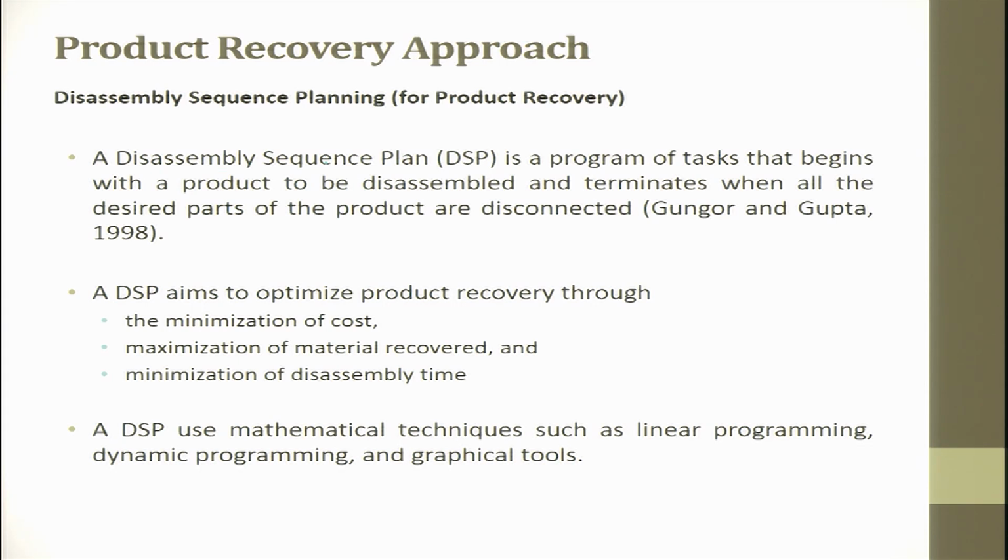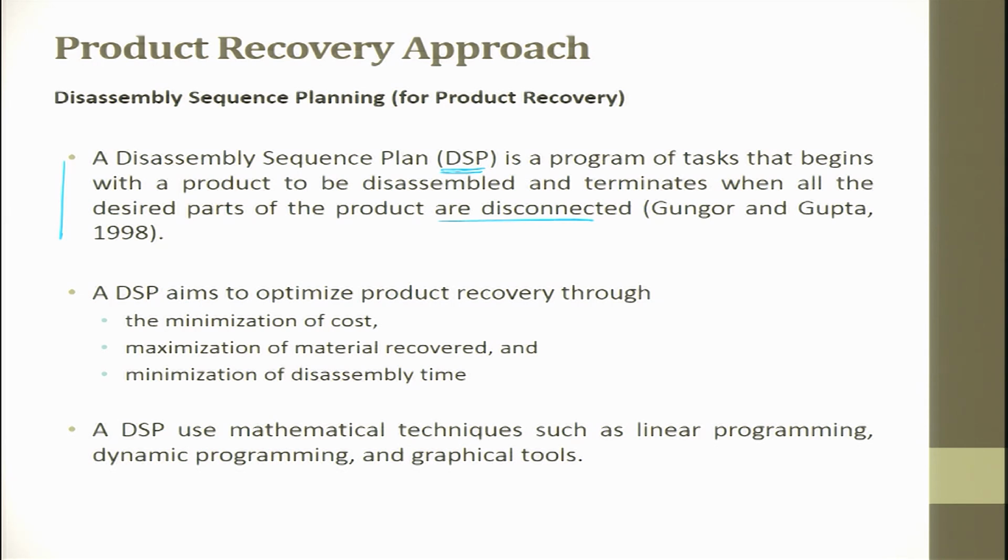The disassembly sequence plan, DSP, is a program of tasks that begins with a product to be disassembled and terminates when all the desired parts of the product are disconnected. So, this is the definition of a disassembly sequence plan. You buy a car, and remove the car part by part. That is called disassembly.